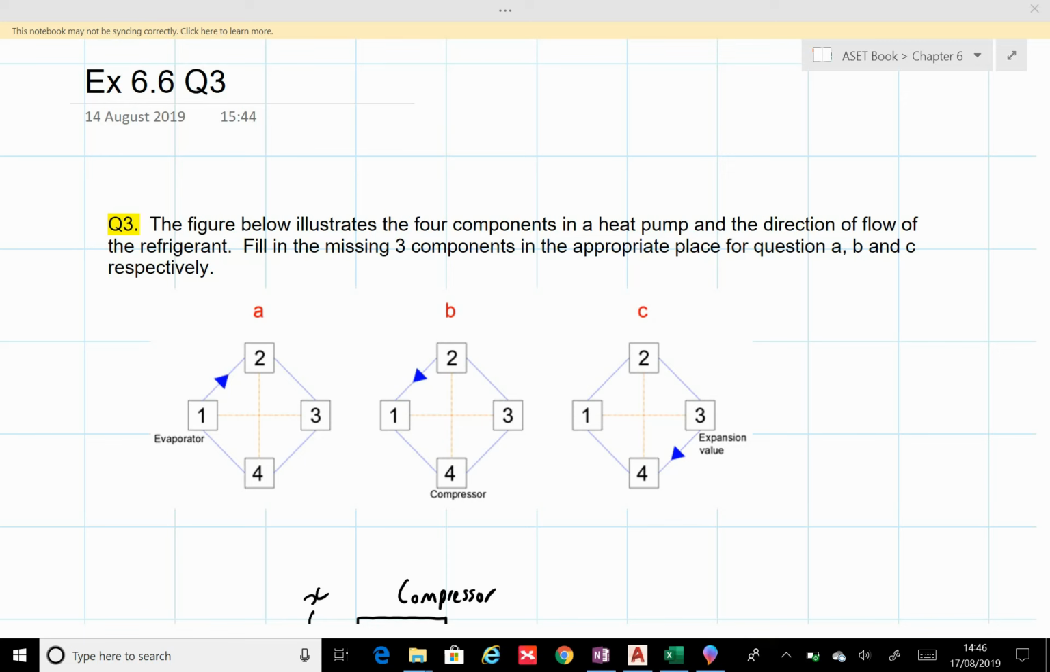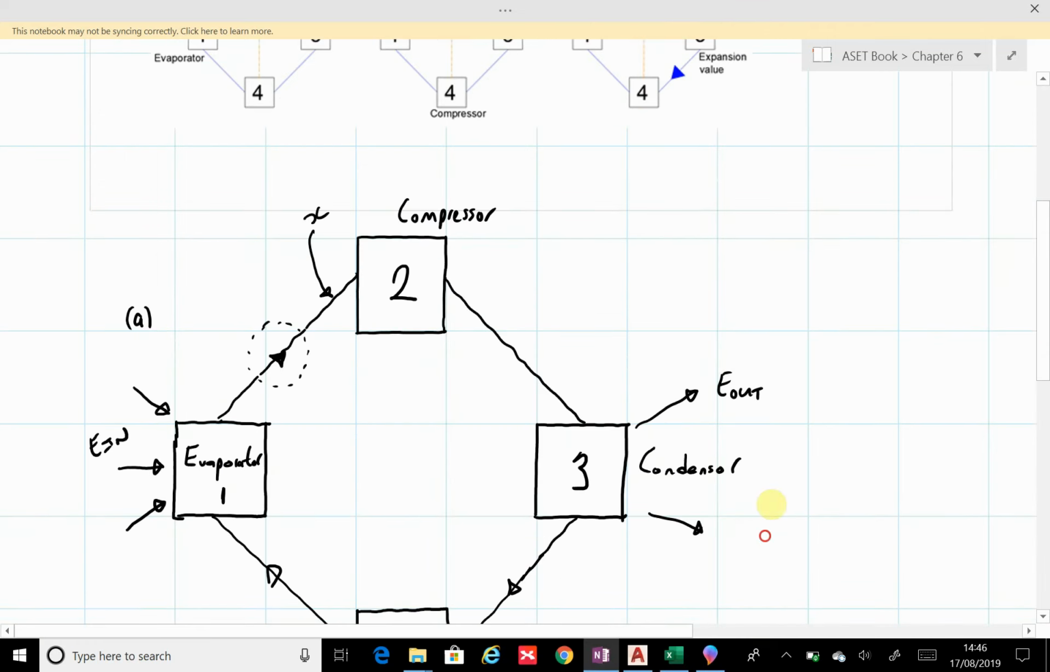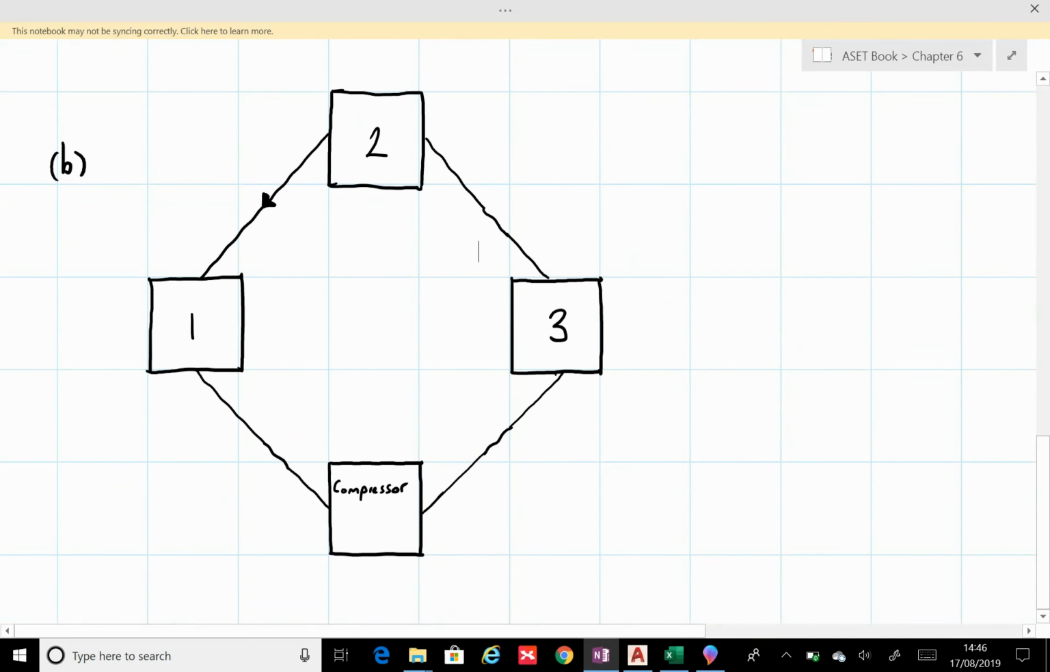Continuing on inside exercise 6.6, question 3, we can now move on to part B of this question. Similar to part A, we're given 4 various heat pump components. We're told that component 4 is the compressor, and we're also told the direction of the refrigerant: as we view it, it's flowing in a counterclockwise direction.